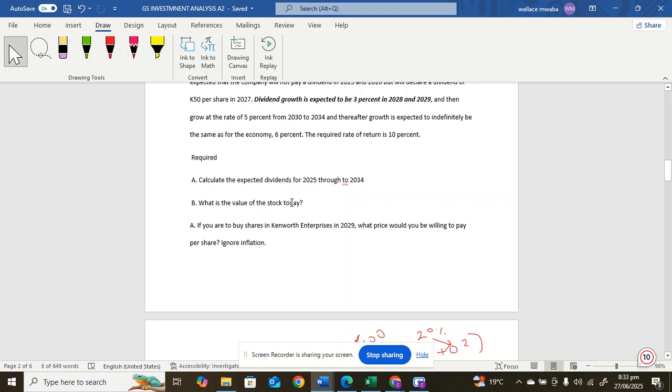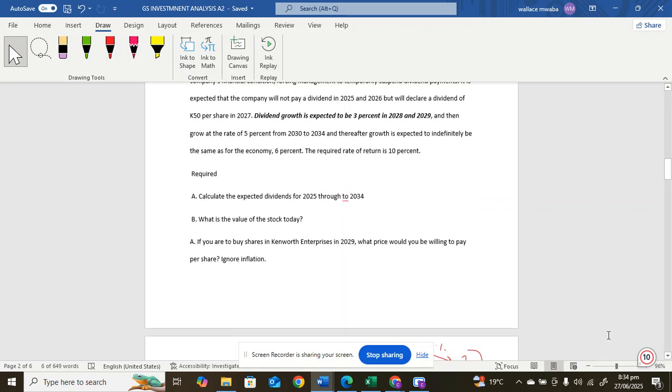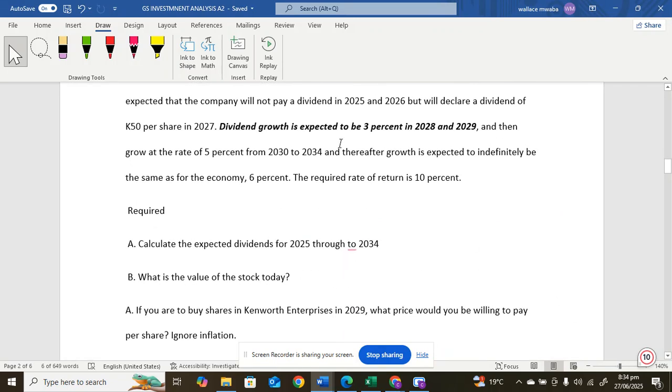As I said earlier on, the value of a stock is the present value of its future dividends. And what we can also see here is that this dividend is growing at different rates during different timelines. So to calculate the value of the stock, we're going to use the growth phase model because the dividend is growing at different rates.